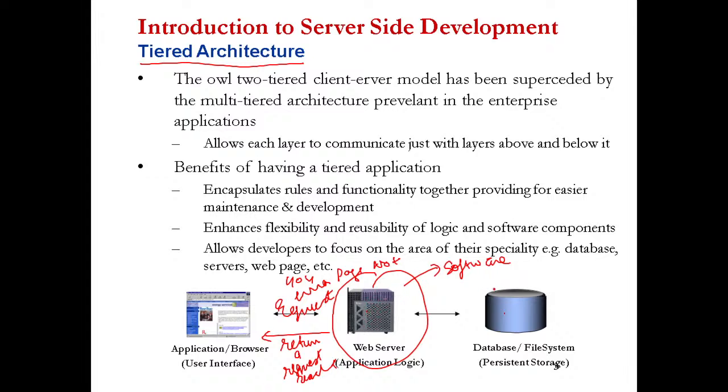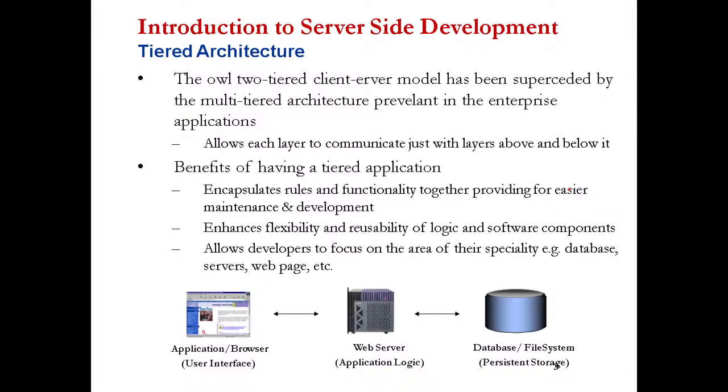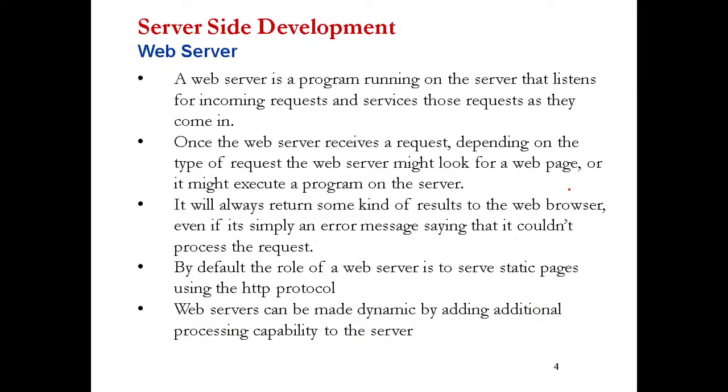If there is a web page, then it will definitely return the web page, and we are able to open it. So the web server will always return some kind of result to the web browser, even if it is simply an error message saying that it could not process the request. By default, the role of a web server is to serve static pages using the HTTP protocol.